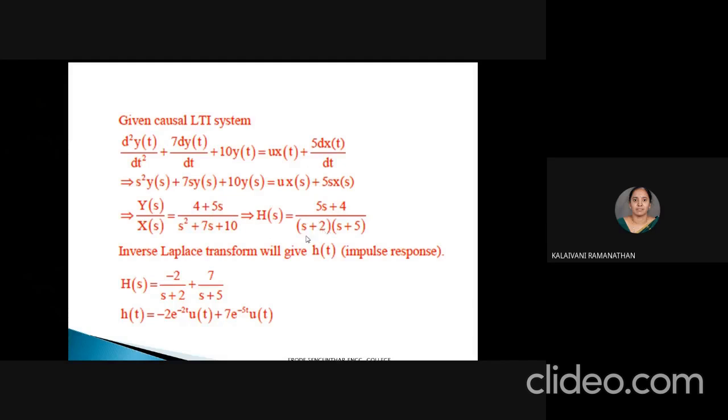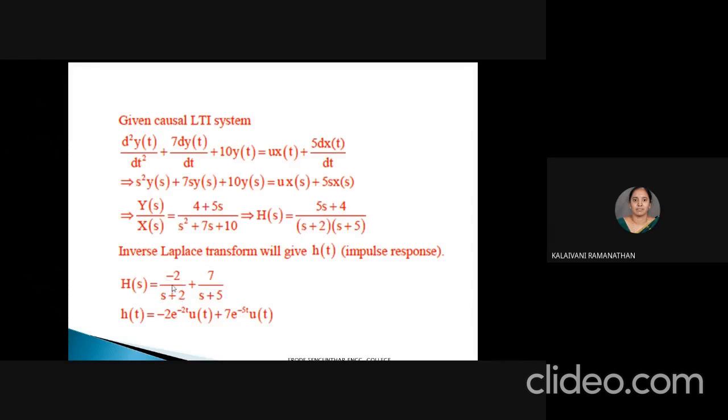To find the inverse Laplace transform, you have to apply partial fractions. So you have to note it as a by s plus 2 plus b by s plus 5. So you have to find the constants a and b, which are equivalent to minus 2 and 7.